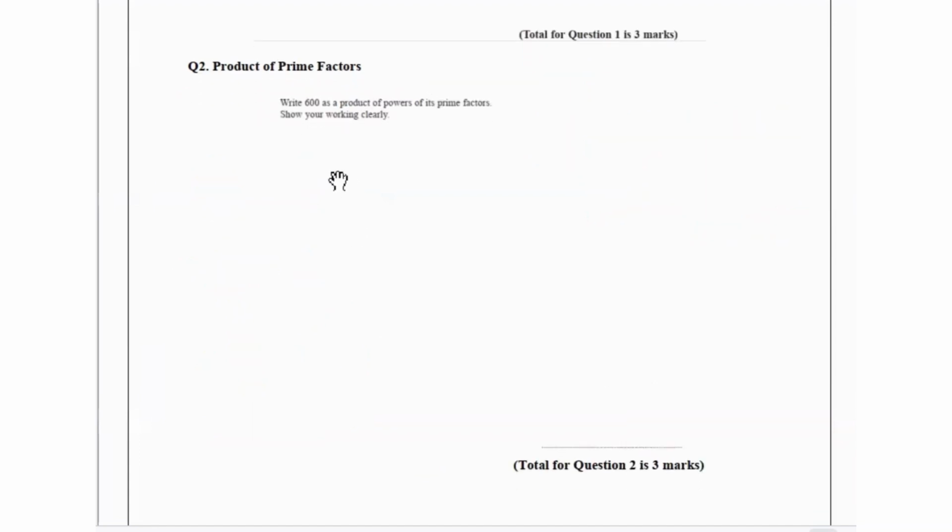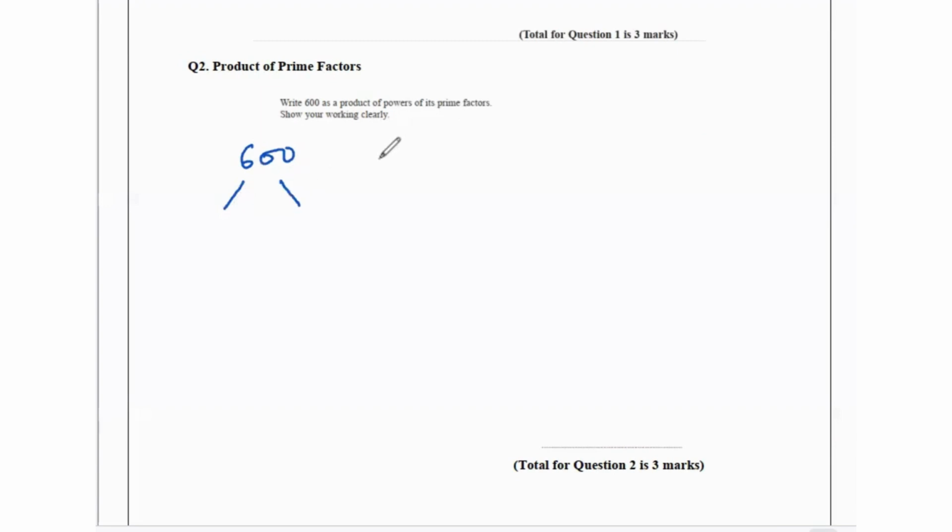Then product of prime factors. So this is also another very common question that frequently comes in paper 2, especially if it hasn't appeared in paper 1. So it says that write 600 as a product of powers of its prime factors. So we will prime factorize 600. So for that, you can draw the tree diagram.